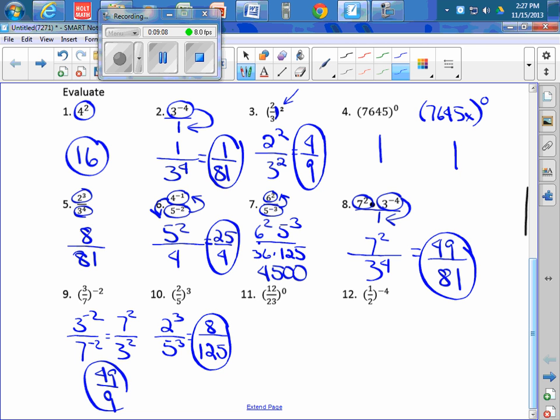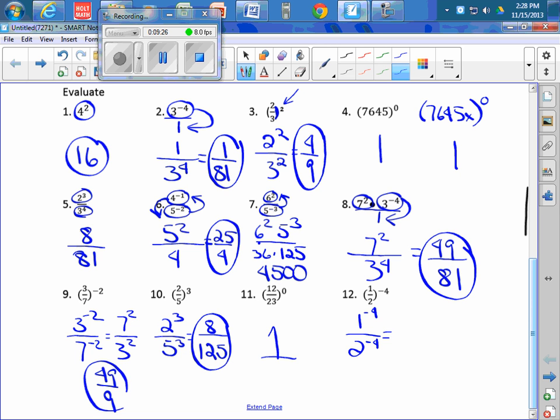What's number 11? You got it. 1. Anything raised to the 0 power is 1. The 1/2, both the 1 and the 2 are raised to the negative 4 power. So 1 to the negative 4, 2 to the negative 4. You could probably see what's going to happen here.